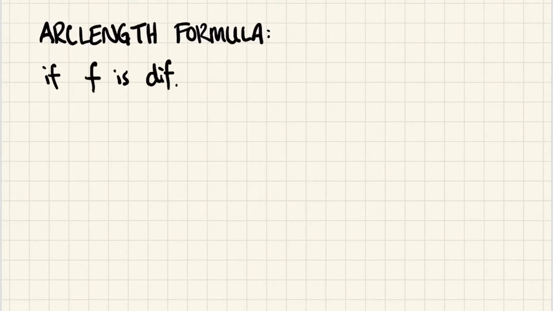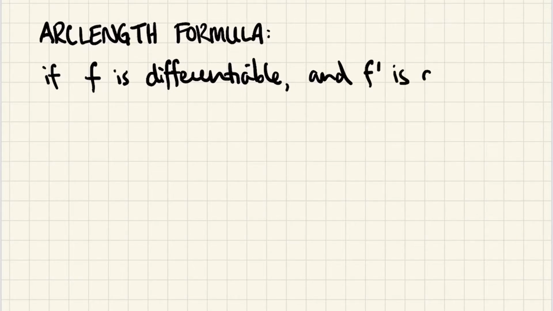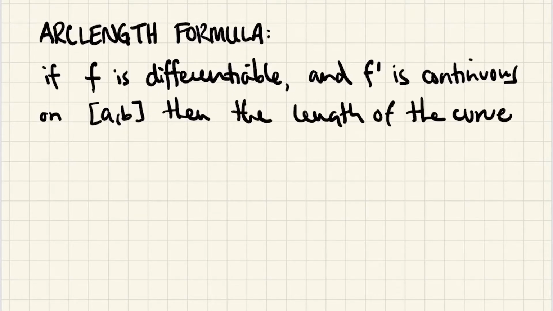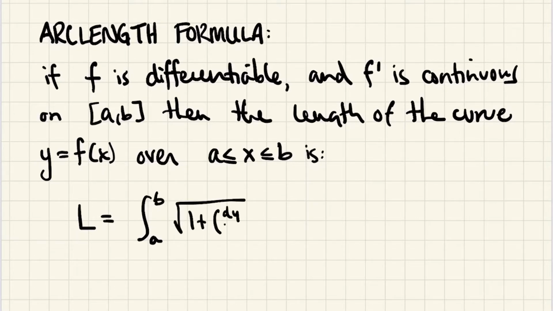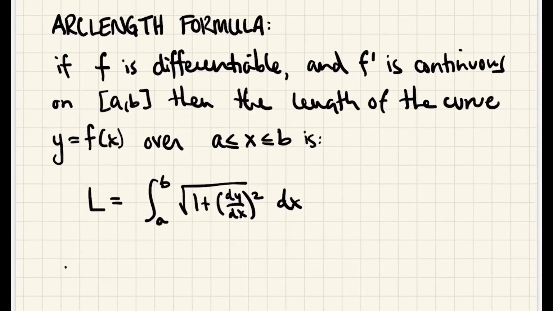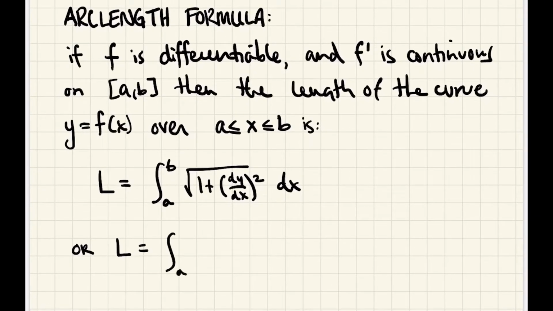If f is differentiable and f prime is continuous on the interval a to b, then the length of the curve y equals f of x over the interval x extending from a to b is simply given by this formula. Integral from a to b, square root of 1 plus dy dx squared dx. Alternatively, you can use f of x notation, in which case we would say it's the square here of the derivative.